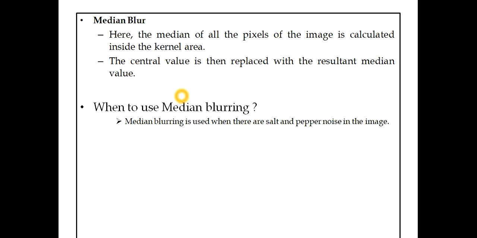Then the question may come in: when to use median blurring? Median blurring is used when there is salt and pepper noise in the image. About salt and pepper noise, in my digital image processing lectures, I discuss the different types of noises and how to deal with them. Kindly refer to that because this is the practical session. I'm not going into the details, but do remember that median blurring will be used when you find salt and pepper noise in the image.